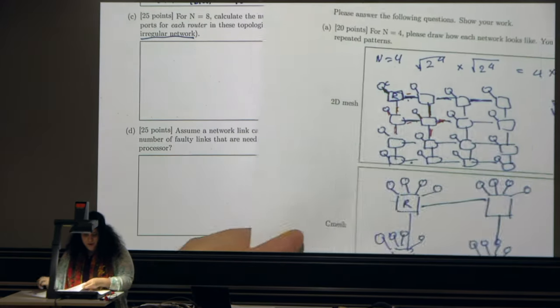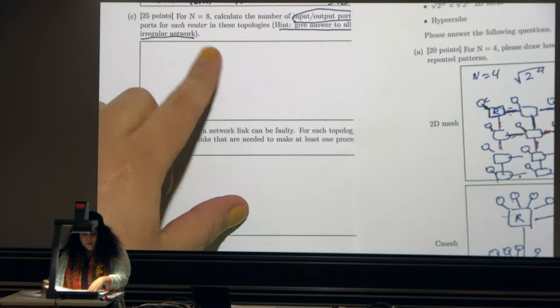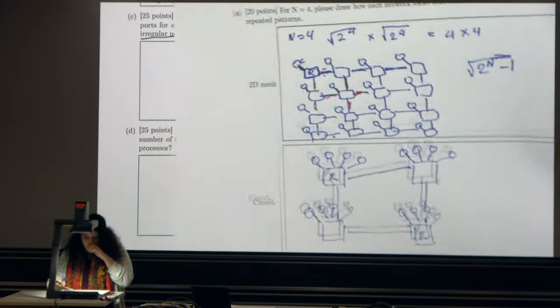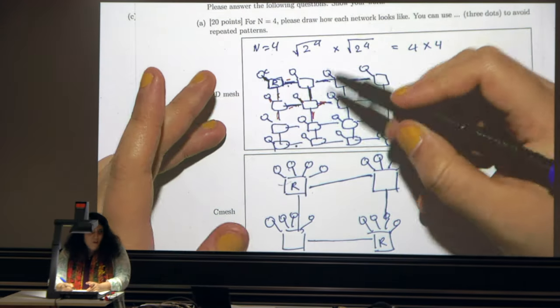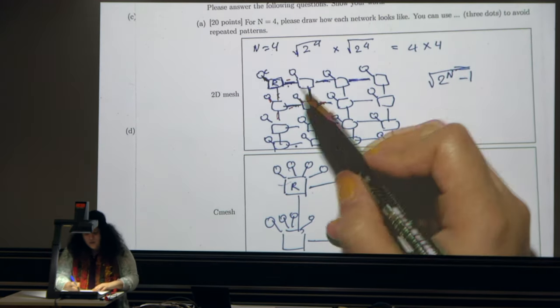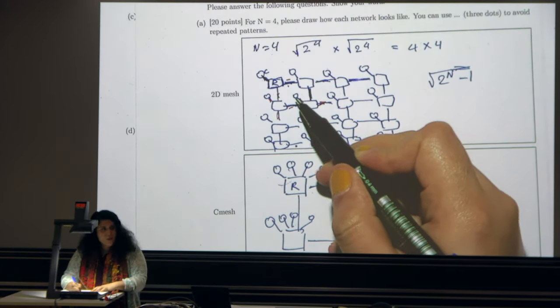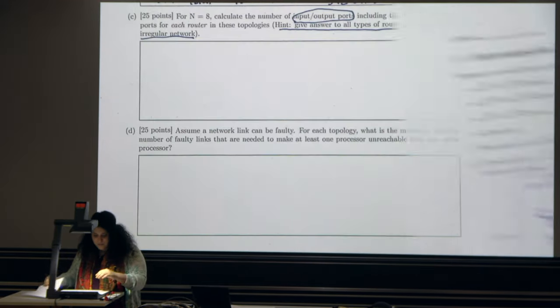Again, let's be inspired by our solution for n equals to 4 to come up with the expressions for n equal to 8. So for this n equal to 4, we see that... So for mesh, it really doesn't matter, right? Because it's just like a chessboard. So it would be 4 plus 1, 3 plus 1, and 2 plus 1, right?